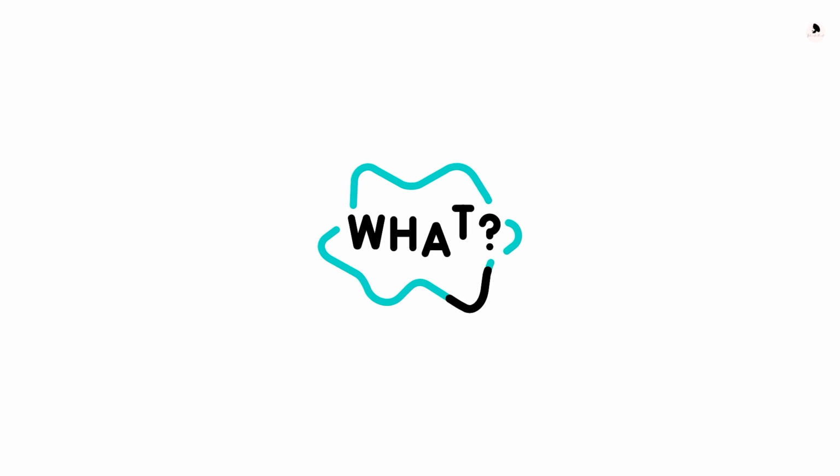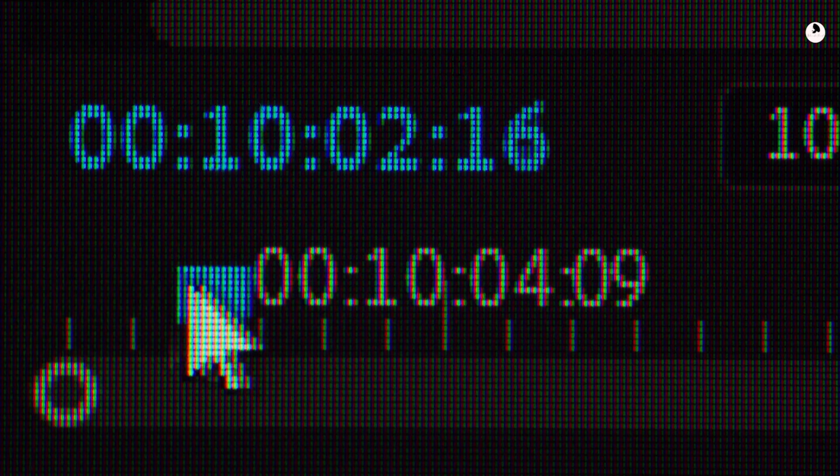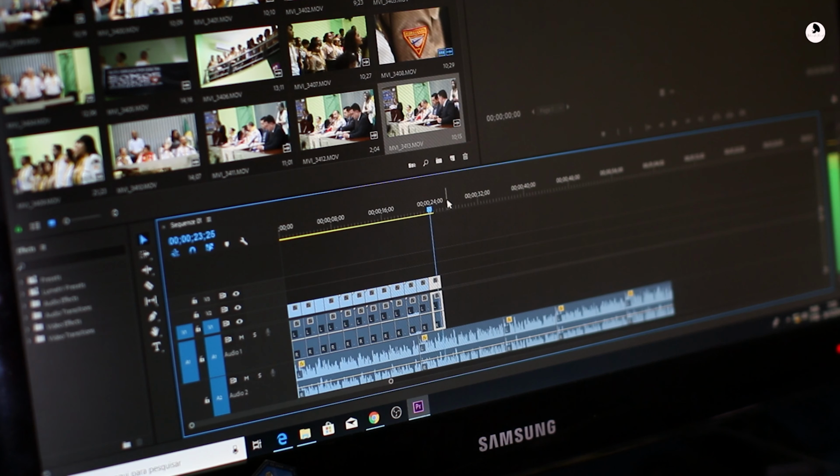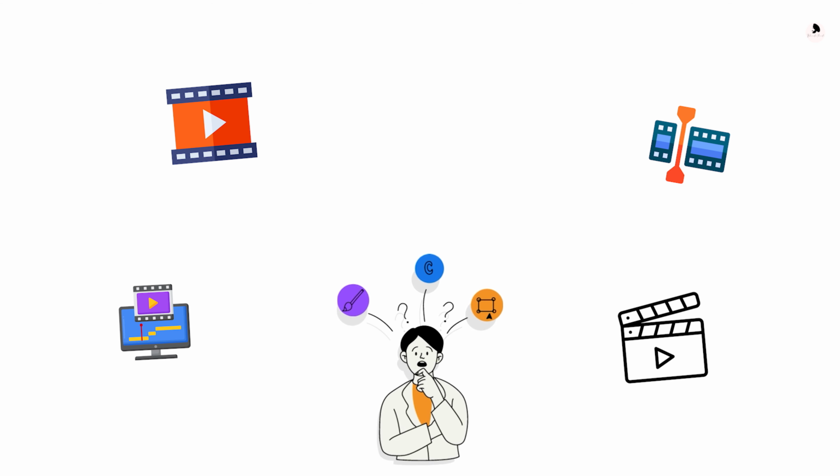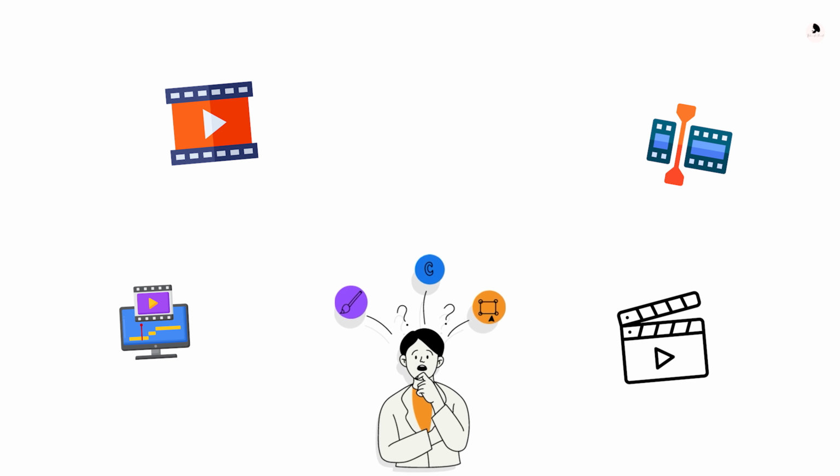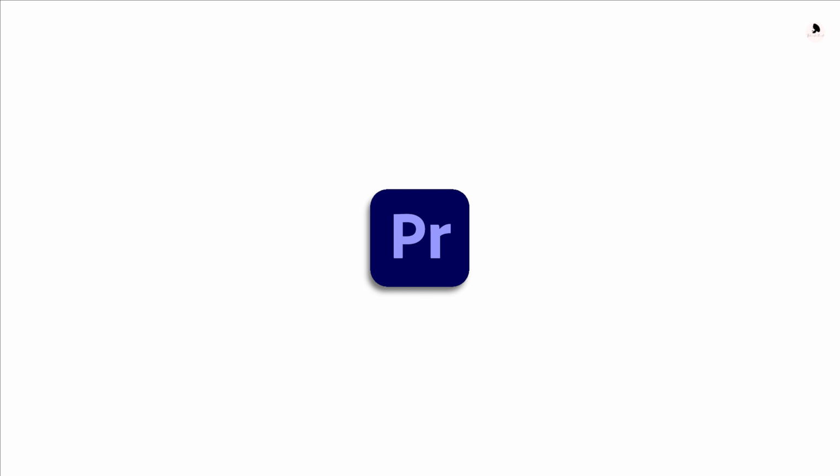So, what exactly is pancake editing? Well, it's a technique where you stack multiple timelines on top of each other, just like a stack of fluffy pancakes on a plate. This method helps editors find the best takes of a scene and speeds up the overall editing process. To use pancake editing, you'll need a video editing software that supports multiple timelines. In this video, we'll be working with Adobe Premiere Pro.